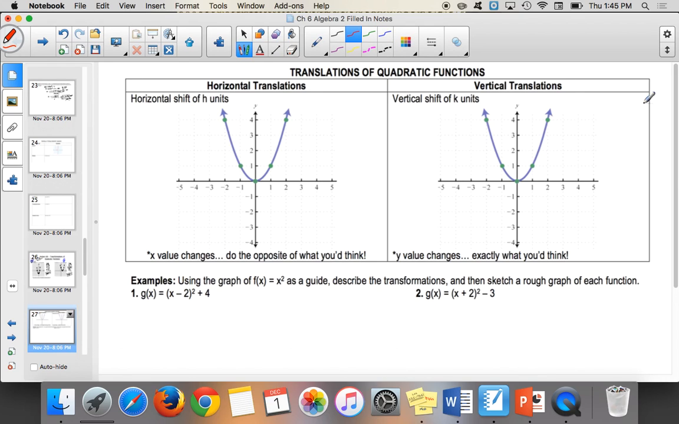All right, so the vertical translation, I think the vertical one is the easiest one. So the vertical translation is exactly what you think it does. So if you had y equals x squared, and instead I had x squared plus k, it's going to move up by k. So this is y equals x squared plus k. It moves up by k. But if I have y equals x squared minus k, what do you think happens? It goes down by k, exactly.